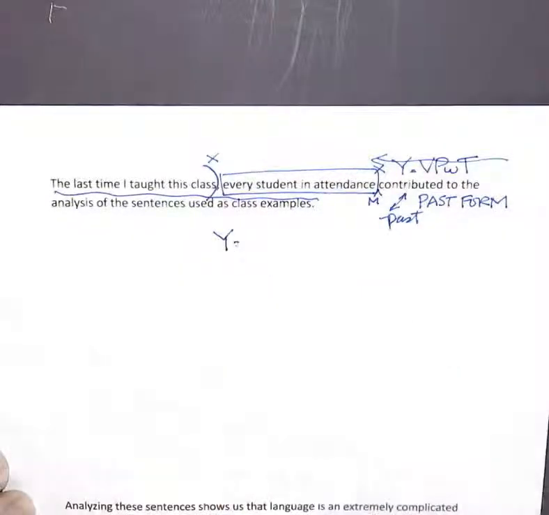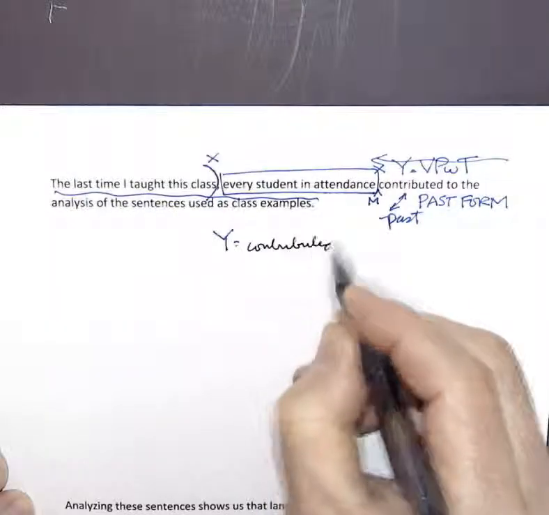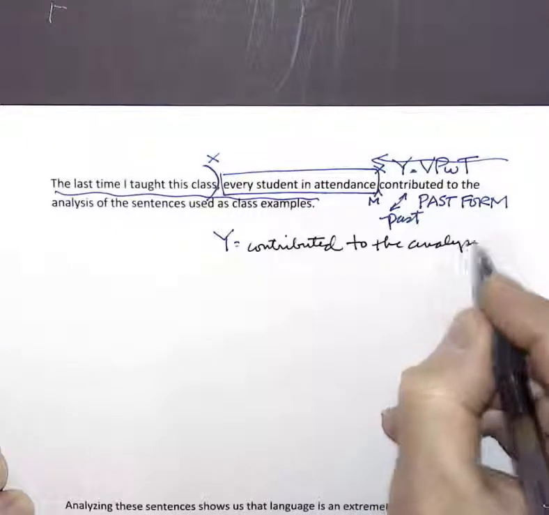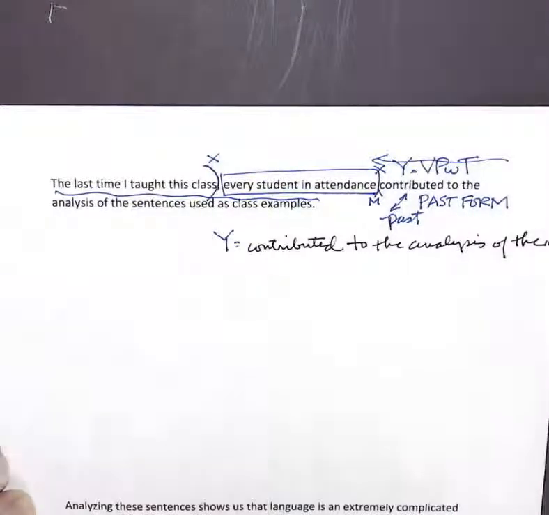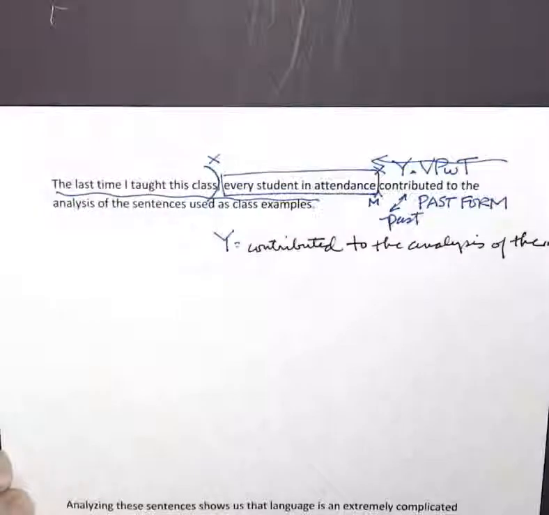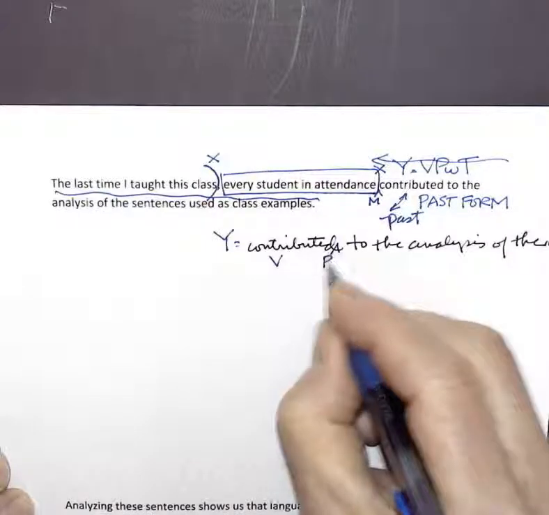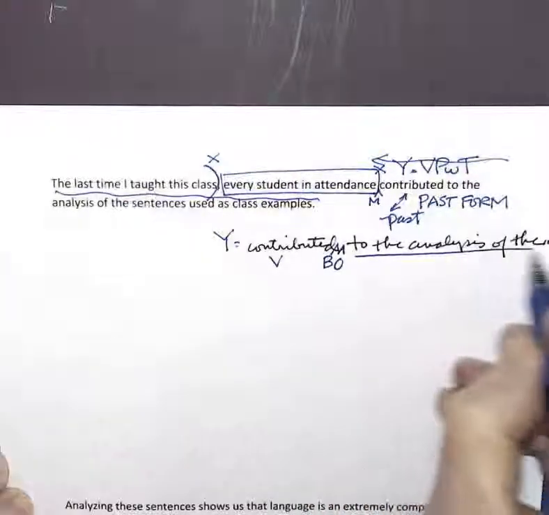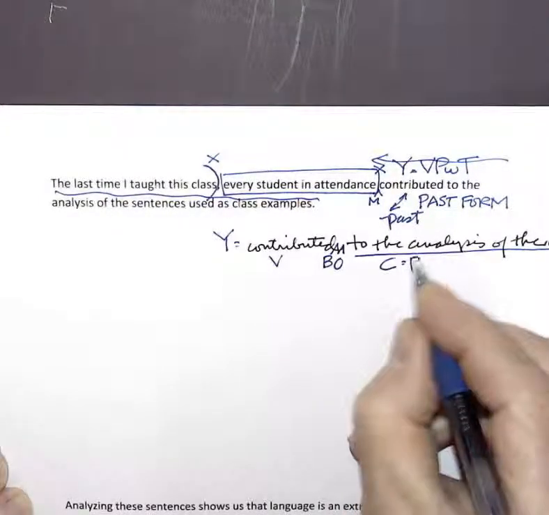Let's rewrite the Y. Contributed to the analysis of the sentences used as class examples. That's all one phrase. So maybe we don't have to write it because it'll all fall into the same place. And contributed is the verb. There's no particle. And there's no object. What we have is the complement to the analysis of the sentences used as class examples. That's our complement. And that is a prepositional phrase.